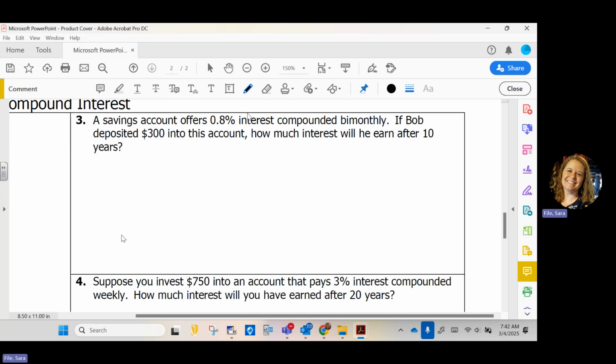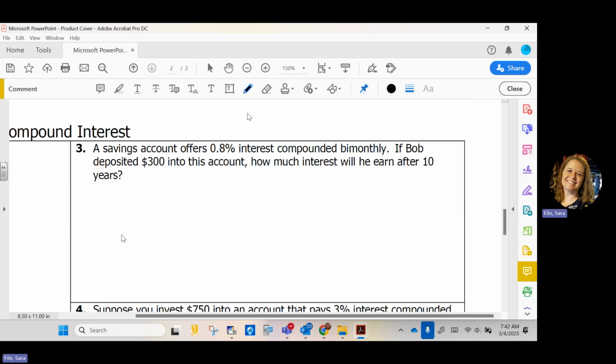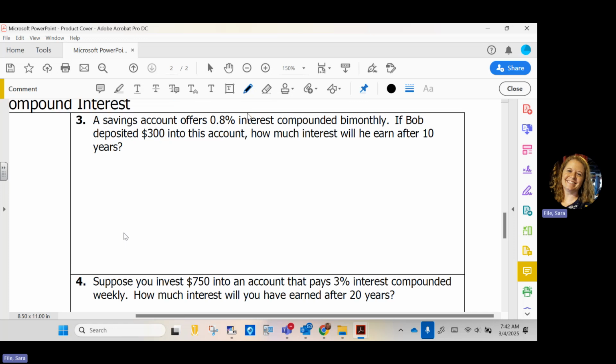All right, last one on the backside here. It says a savings account. These numbers are off. That's another number 3. Savings account offers an 8% interest compounded bi-monthly. If Bob deposits 300 into this account, how much interest will he earn after 10 years? Okay, so let's identify all those important pieces.